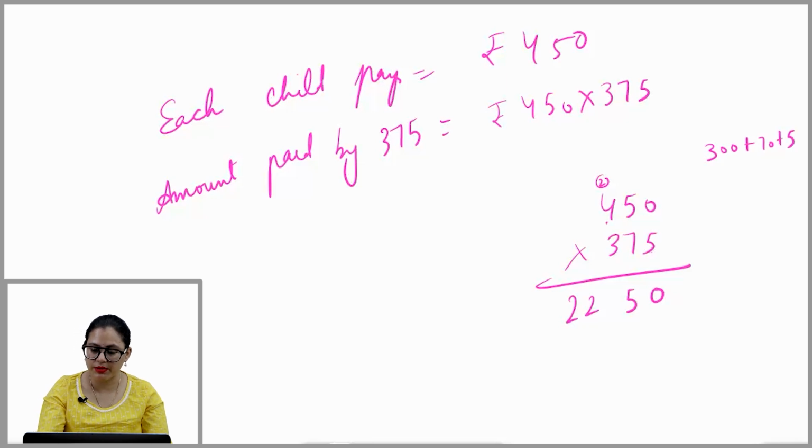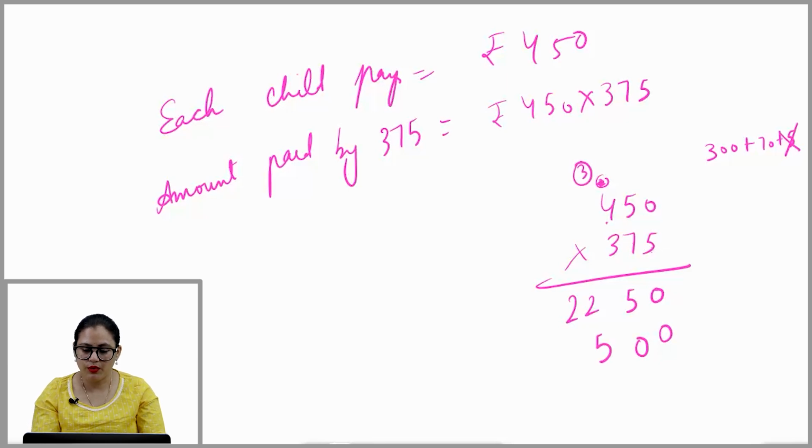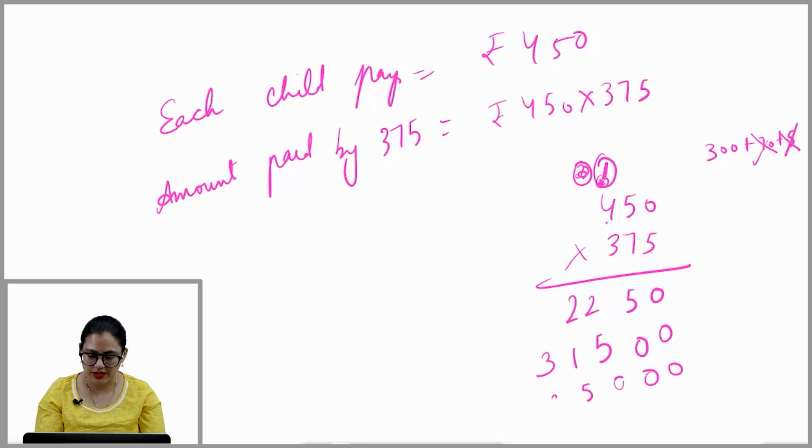We have multiplied this number by 5. Now, we will multiply by 7. So, we will put 1 zero here. Now, multiply by 7. 7 zeros, 0. 7 5s are 35, 3 carry. Okay. 7 4s are 28 plus 3, 31. Now, we will multiply this number by 300. So, we will put 2 zeros here. 3 zeros are 0. 3 5s are 15, 1 carry. 3 4s are 12 plus 1, 13.